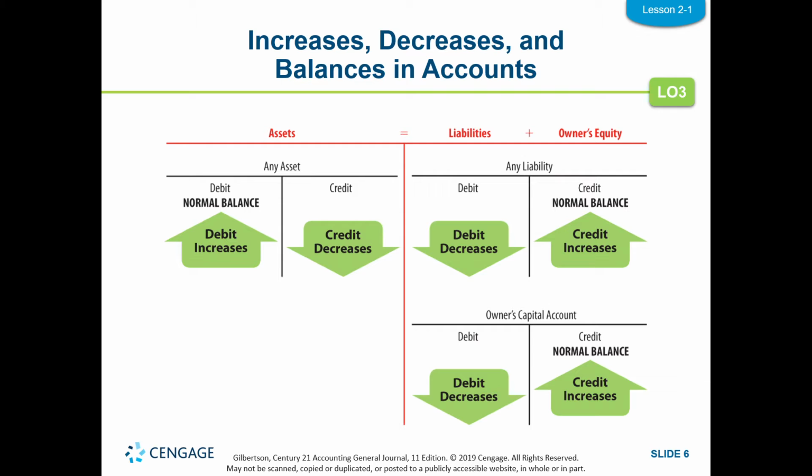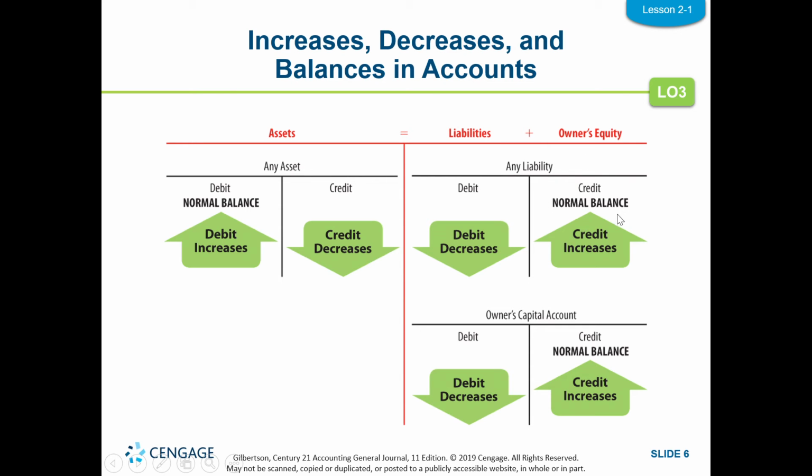So here's kind of looking at it overall. Here we have our assets, on the left side here, any asset. Debit's the left, credit's the right. Because it's on the left, the increases are on the left, and our normal balance is the left. Credit is the decrease. We move across the equal sign, and we have any liability here.